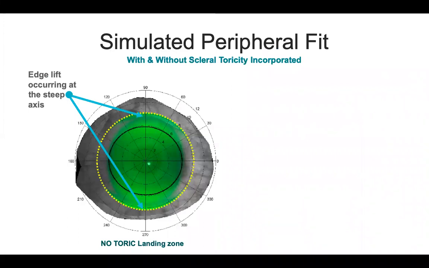This is a simulated fit of a patient with a toric sclera that has a scleral lens with a spherical landing zone. And what we see here is that at the superior and inferior positions there is edge lift created by that mismatch.